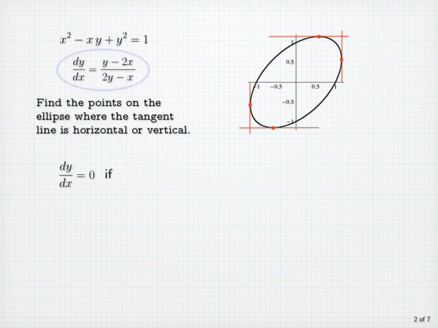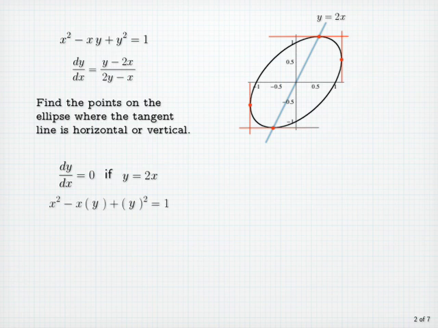The tangent line will be horizontal when dy/dx is equal to 0. That happens when the numerator is equal to 0, or where y minus 2x equals 0, that is, y equals 2x. The graph of y equals 2x is a line that goes through the 2 points where the tangent line is horizontal. Now, to find those 2 points, we go back to our original equation for the ellipse, replace y with 2x, and then solve for x.